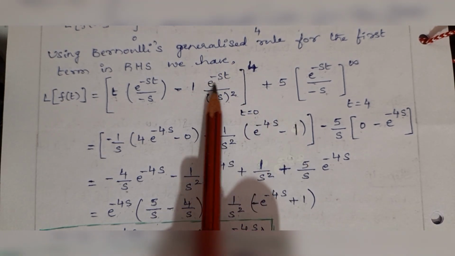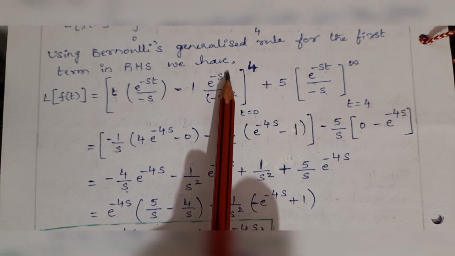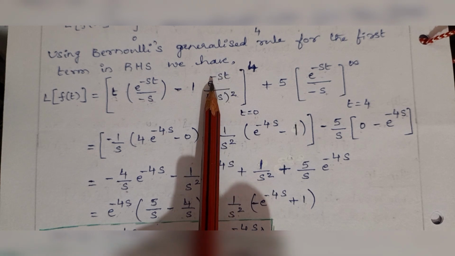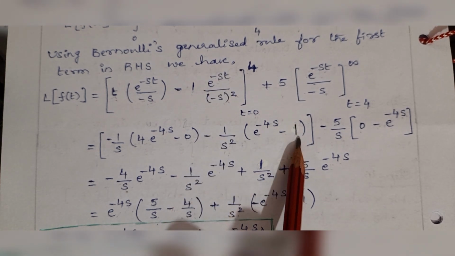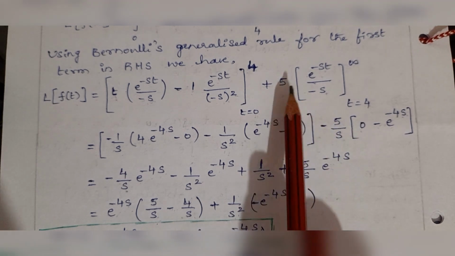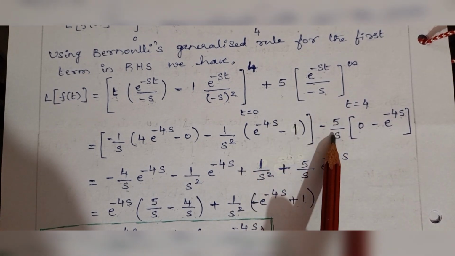The upper limit is e power of -4s, and the lower limit with t equal to 0 gives e power of 0, which is 1. e to the power of 0 equal to 1. Next, plus into minus is minus 5/s.